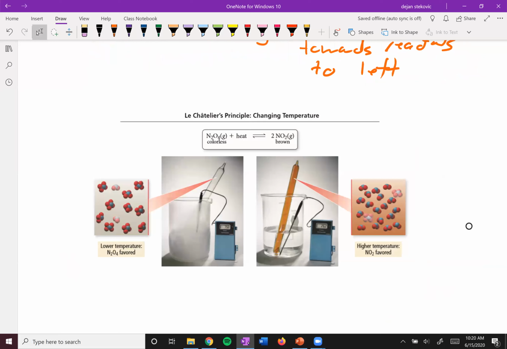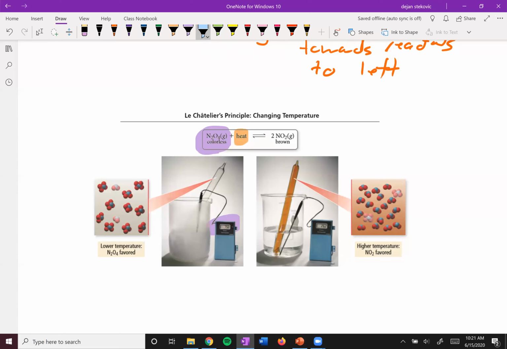So here's just kind of a picture of this, right? You see heat over here. So this is an endothermic reaction. And so we can see here at low heat, low temperatures, right? We're in a kind of an ice bath over here. We're going to favor the reactants, right? Low temperature, because we have low amount of heat. That means we have low reactants. So we're going to shift towards reactants, right?